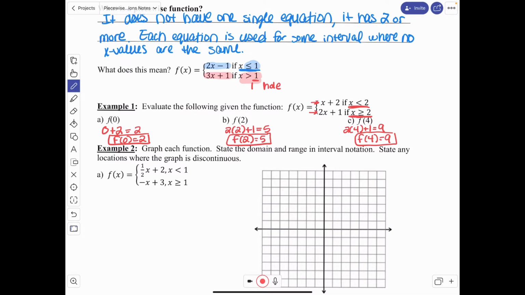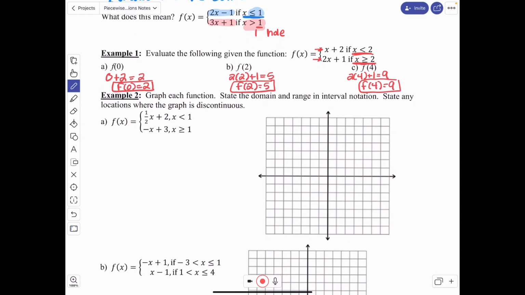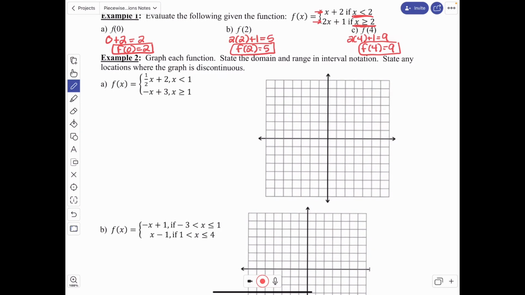Okay. So now what we're going to do is graph the function. We'll state the domain and range in interval notation. And we'll state any locations where the graph is discontinuous. We will use a table of values to help us. And then we'll use Desmos in the end to verify and help us out.